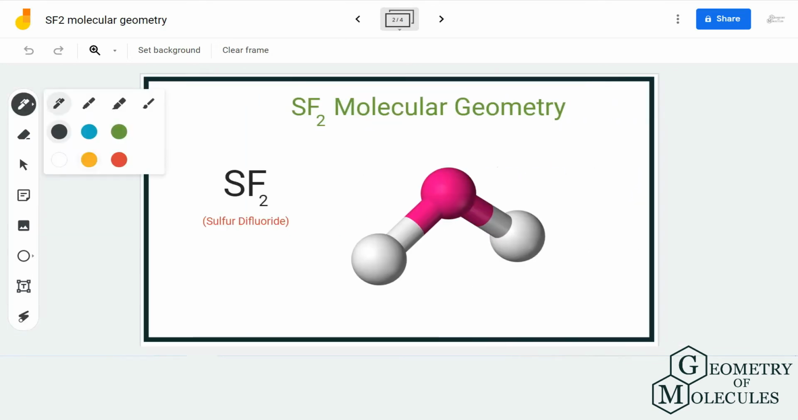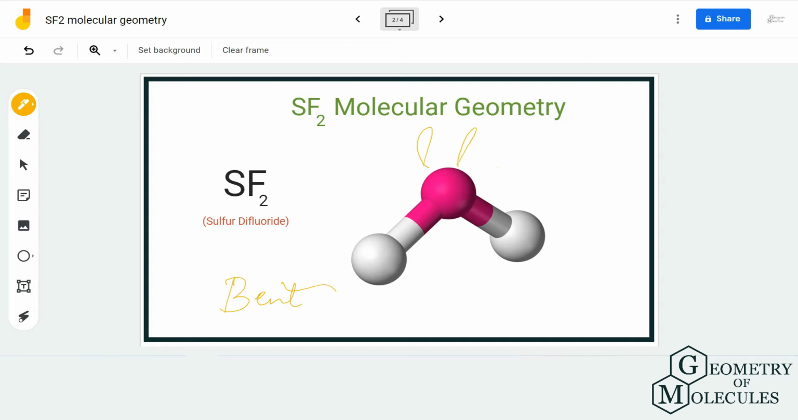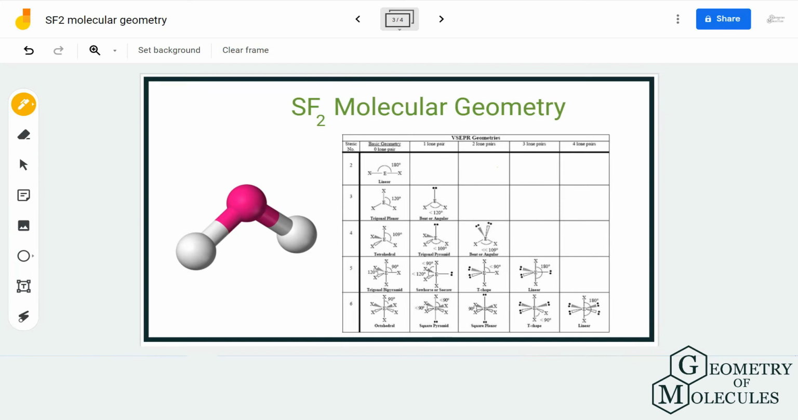If you look at the shape of this molecule, it is bent. Unlike other diatomic molecules which are linear in shape, this one is bent due to the two lone pairs that are present on the sulfur atom, as we have discussed previously. So whenever you are determining the molecular geometry, you have to take into consideration everything, the bonding pairs of electrons as well as the non-bonding pairs of electrons.